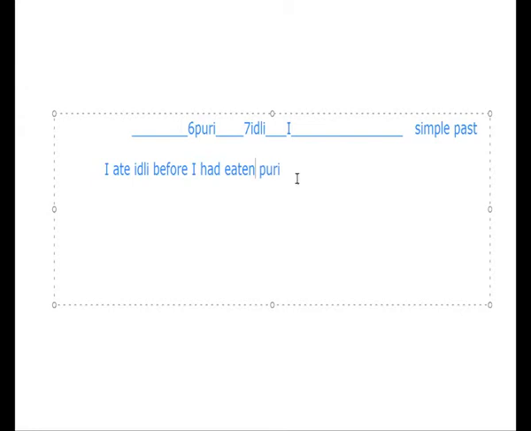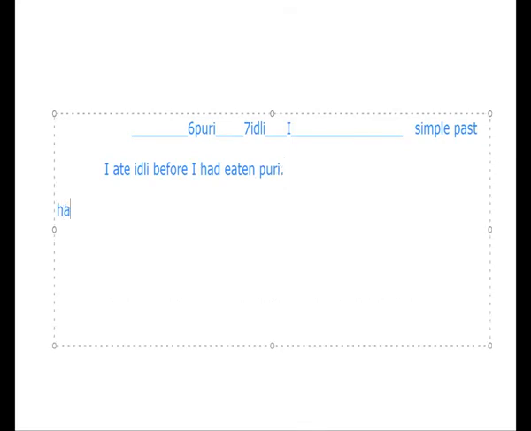Okay, I ate idli before I had eaten puri. Don't say "again here I ate." Past to the past is always expressed with had plus V3. And we Indians are in love with this had plus V3. Most of the students make sentences like this. Check it out. You tell me whether it's right or wrong.